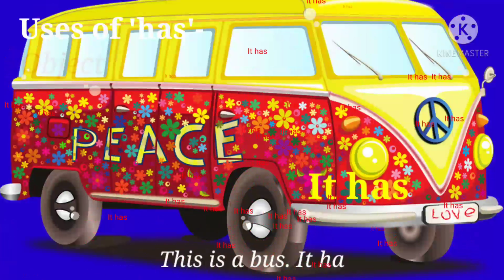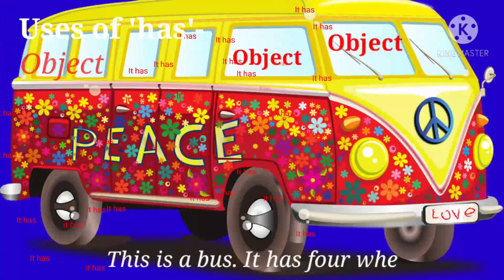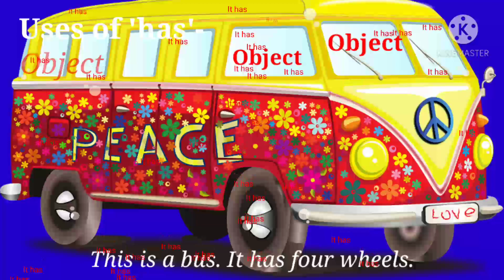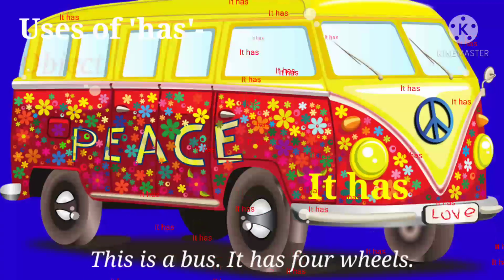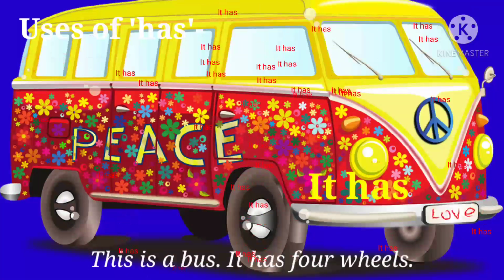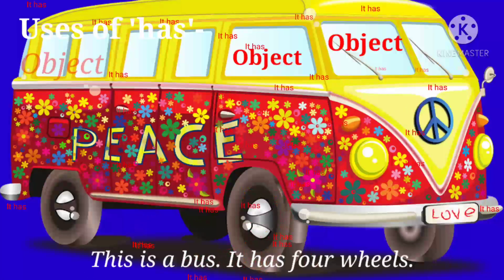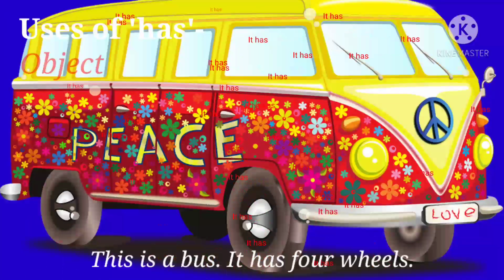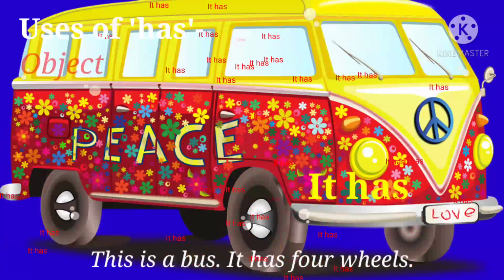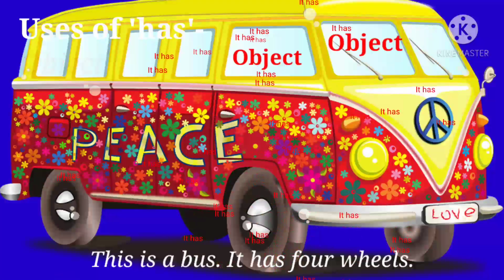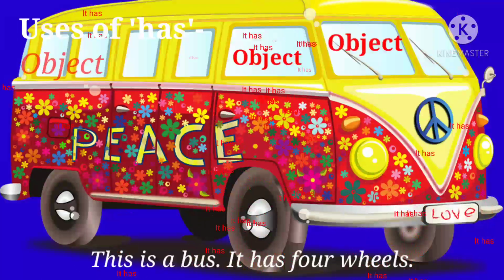This is a bus. It has 4 wheels. Bus is an object here. So we have to say it has. It has 4 wheels. Or we can say the bus has 4 wheels.